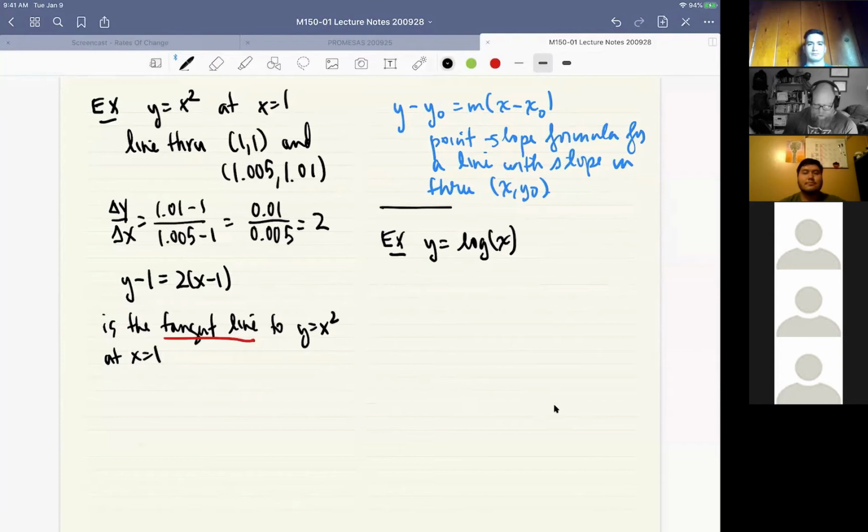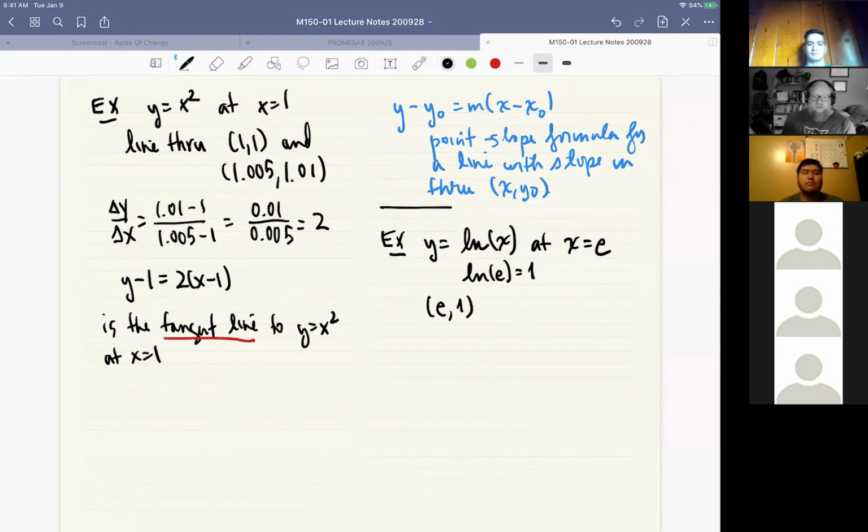And for the log, let's say it's the natural log. So let me change this. The natural log. A nice input for the natural log is e, because we know that the natural log of e is 1. So this tells us that the natural log passes through the point e comma 1. So let's go look and see if we can find the tangent line for this function.